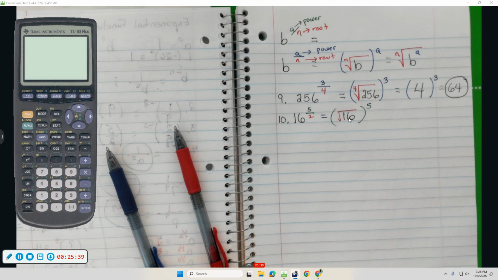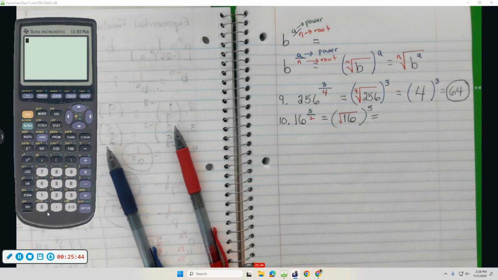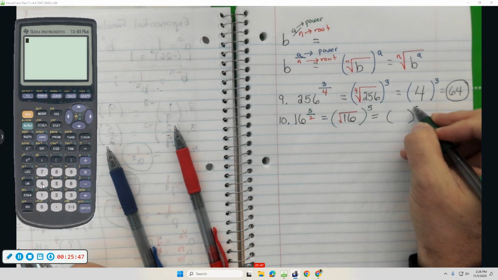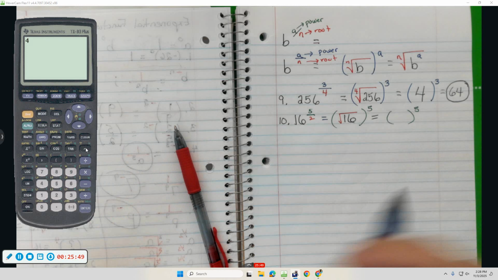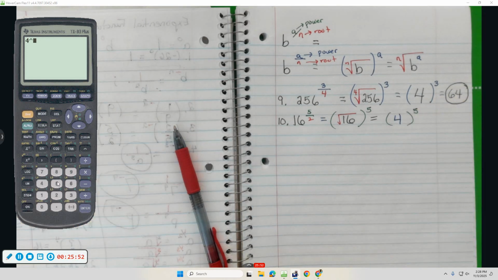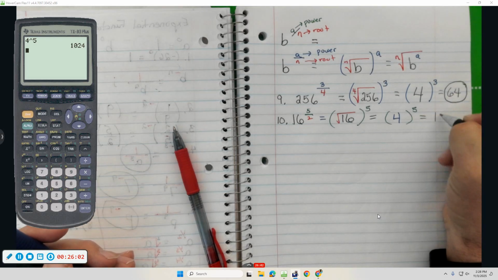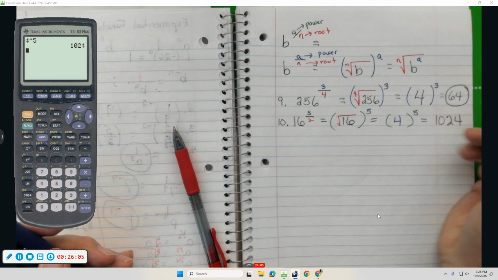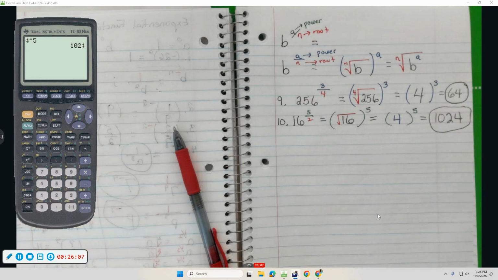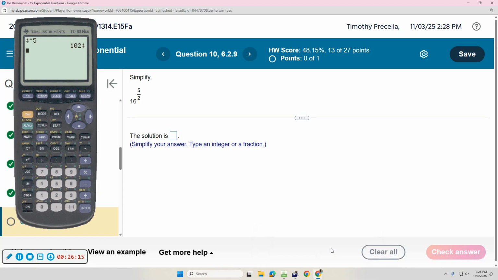What's the square root of 16? Okay, the square root of 16 is 4. You probably still want to have your calculator here for this. What's 4 to the 5th? 4 to the 4th is 256 times another 4. Is that 1024? 1024, yeah. Okay. 1024. 16 to the 5/2 power is 1024. Let me go punch that in.